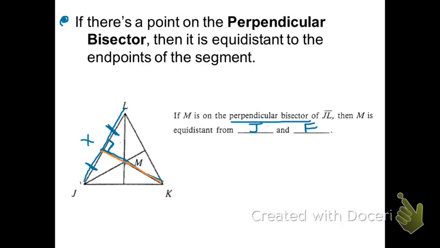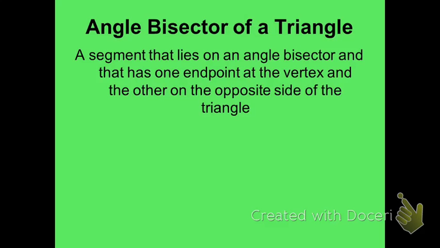Now, let's move on to the next special segment, and that is angle bisectors. A segment that lies on the angle bisector and has one endpoint at the vertex and another endpoint on the opposite side of the triangle is called an angle bisector. So again, just a quick example. Here's a triangle. I'm just going to freehand bisect this angle, so these two angles are equal. Then this line, we'll call it AB, would be an angle bisector because it starts at the vertex and hits the opposite side, and it bisects one of those angles.